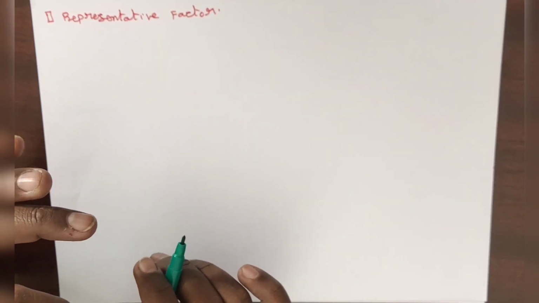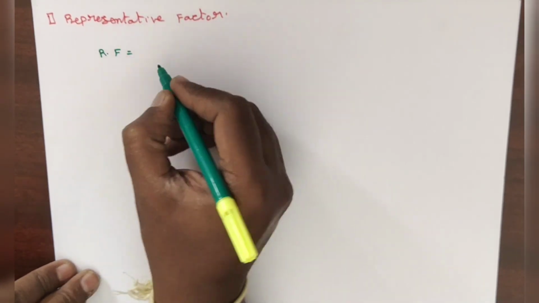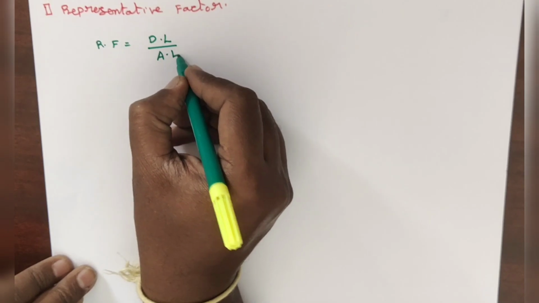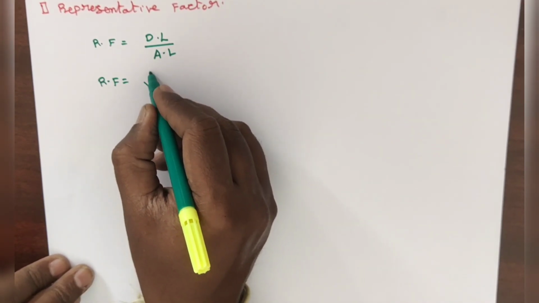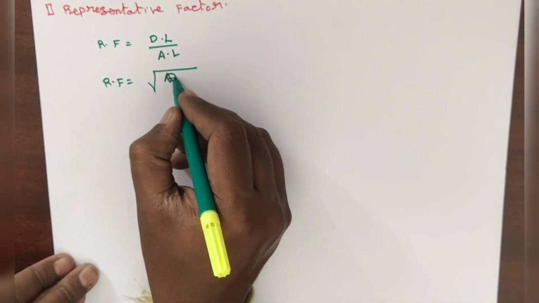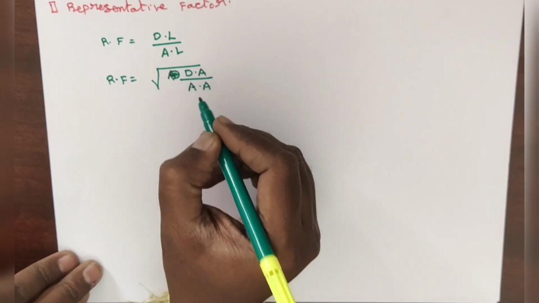In the last video we came across the representative factor. So how many formulas are there for representative factor? Three. What are they? Representative factor is equal to drawing length by actual length. What is the other formula? Representative factor is the square root of drawing area by actual area.